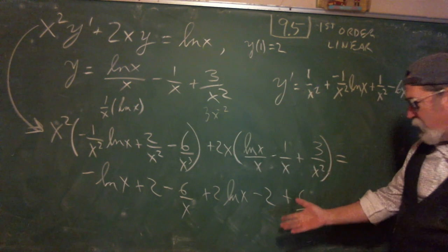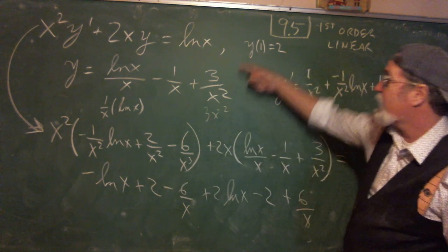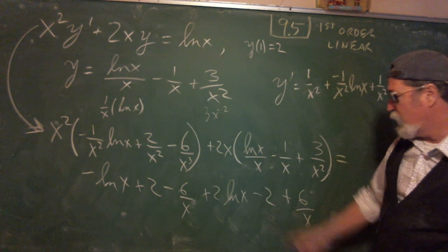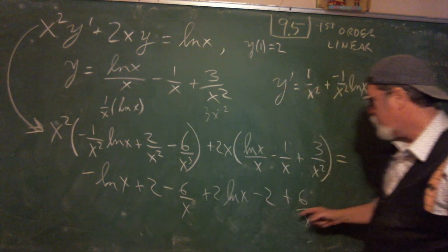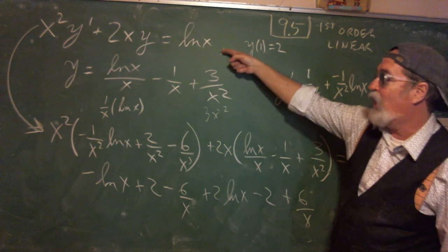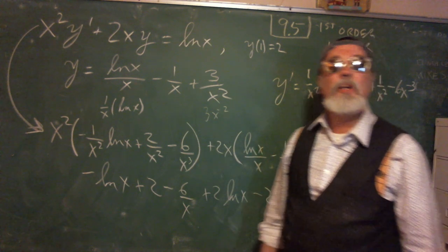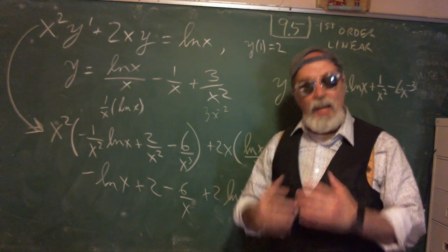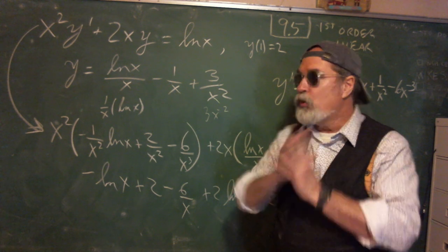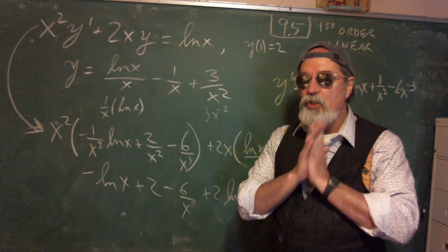And check it out. 2 natural log of x minus 1 natural log of x is 1 natural log of x. 2 minus 2 is 0. Negative 6 over x plus 6 over x is 0. This thing satisfies that differential equation. You got it right. That's what it feels like. You don't have to go to the back of the book and look. I would please beg you to do some problems from 9.5 and check them yourself. It is so good for you.